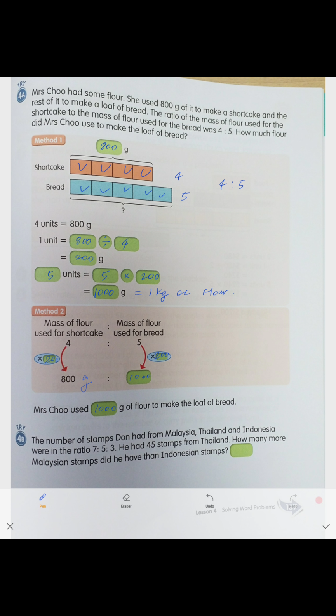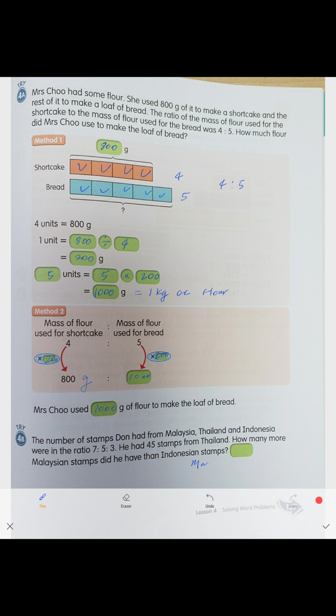Now the next problem, the number of stamps Don had from Malaysia, Thailand and Indonesia were in the ratio 7 to 5 to 3. He had 45 stamps from Thailand. How many more Malaysian stamps did he have than Indonesian stamps? Same thing, try to solve this problem using 2 methods. The first one is model, right?